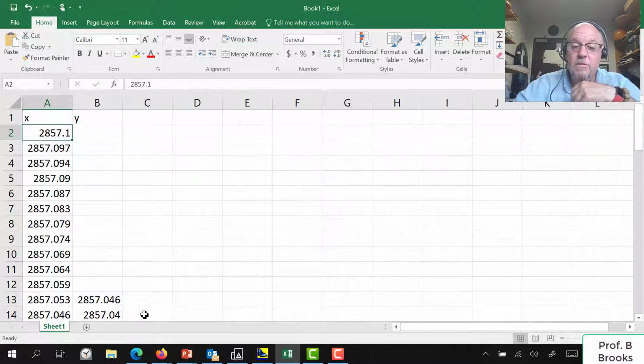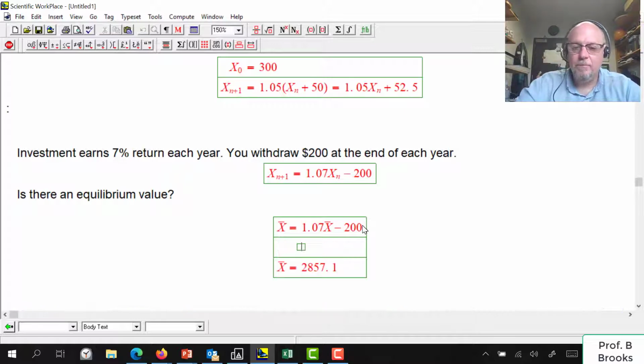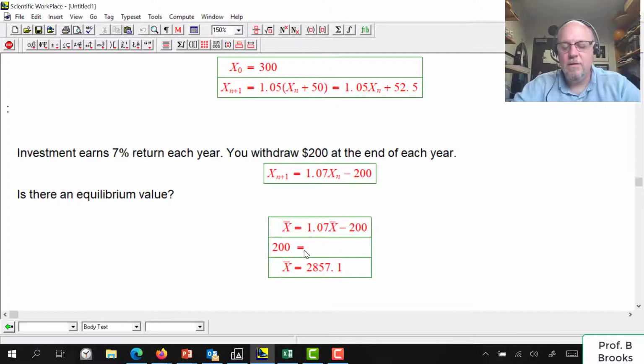That's because this is an equilibrium, but it's not a stable equilibrium. And this number that I asked the machine to solve for me, it's not an exact number. It gave me a decimal approximation. Let's get the exact number, because this 2857.1 doesn't appear to be the equilibrium. The spreadsheet's not confirming. So if I were to solve for x bar, I'm going to bring this over to the other side.